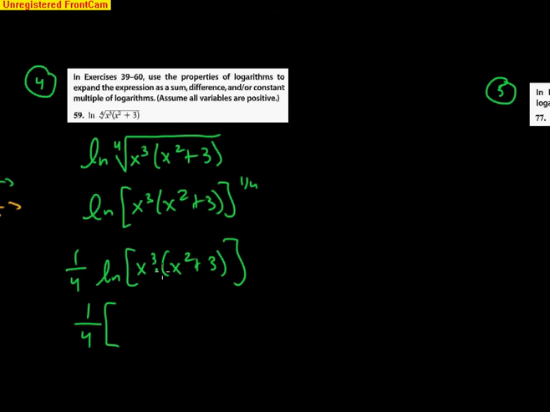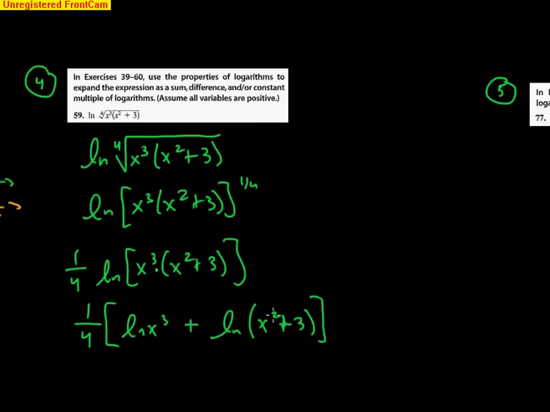When you break it up, product rule, product property, we use addition. Natural log of x cubed plus natural log of x squared plus 3. So what this means is the 1/4 is going to both logs, as it should go to both of these quantities, and I broke it up with addition because of the product rule. Notice that this sum is still together. The multiplication breaks apart into addition. Addition does not break apart into addition.